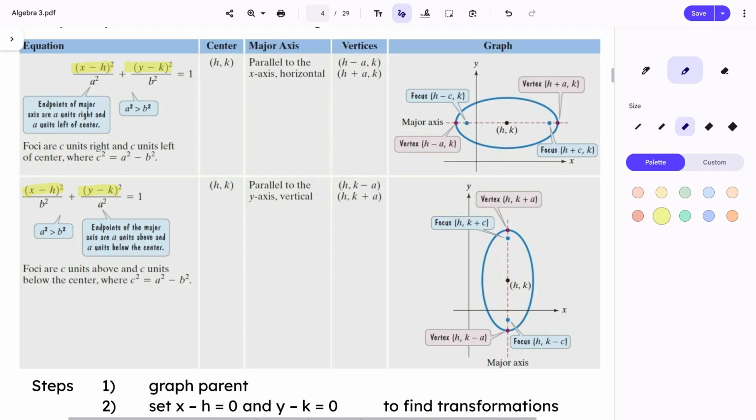Everything about how we graph the ellipse, like finding our a squared, our b squared, our c squared, all of that stays the same. I'm not changing that overall process at all. What we are going to change, though, is just my center. So I'm going to go over how I would handle this. This is not the only way that you could graph an ellipse, but this is a way that I feel is easiest and tends to be the least complicated for students.